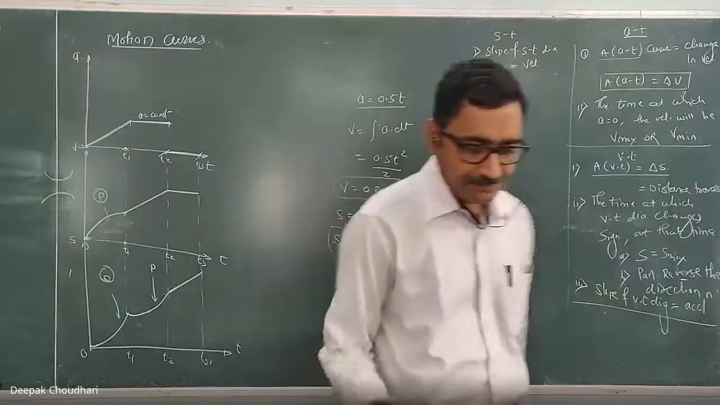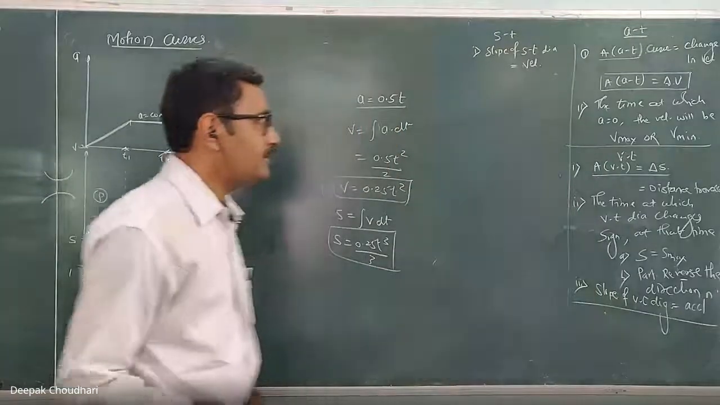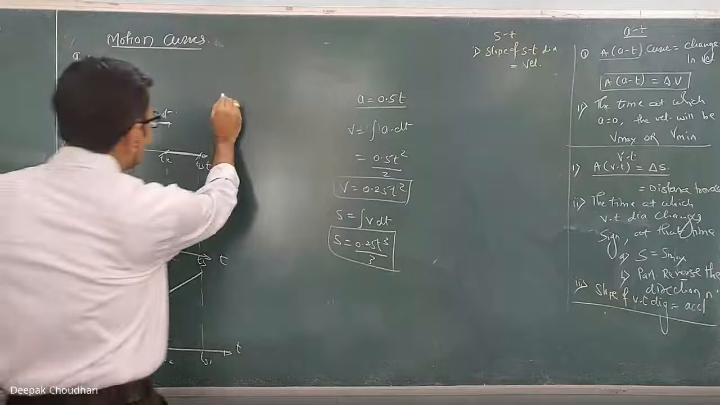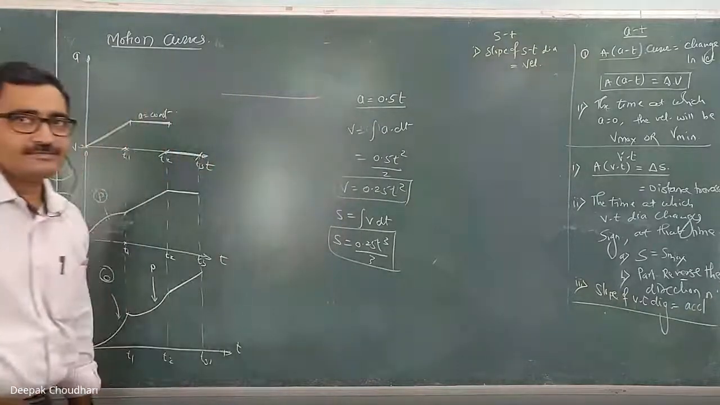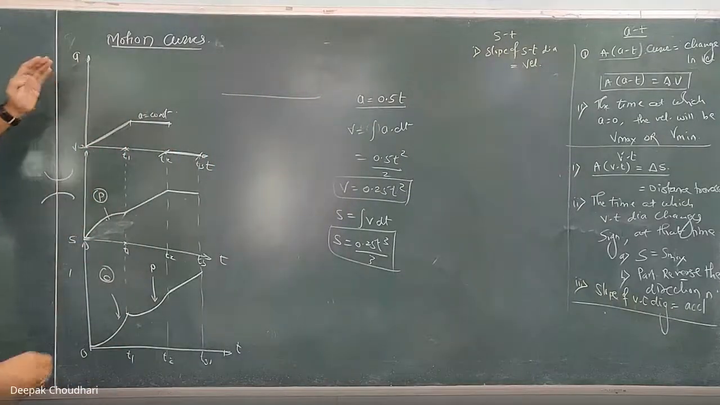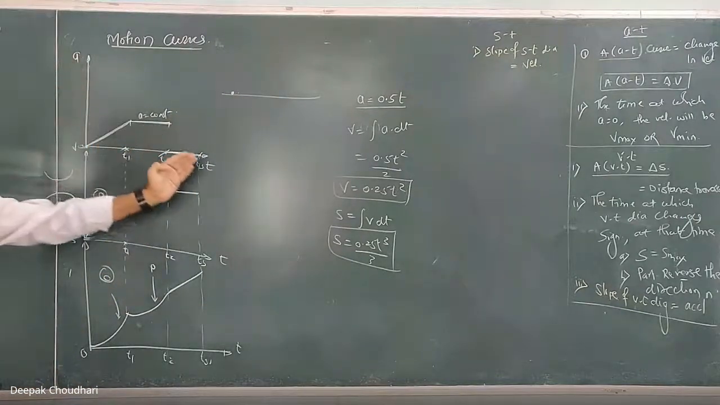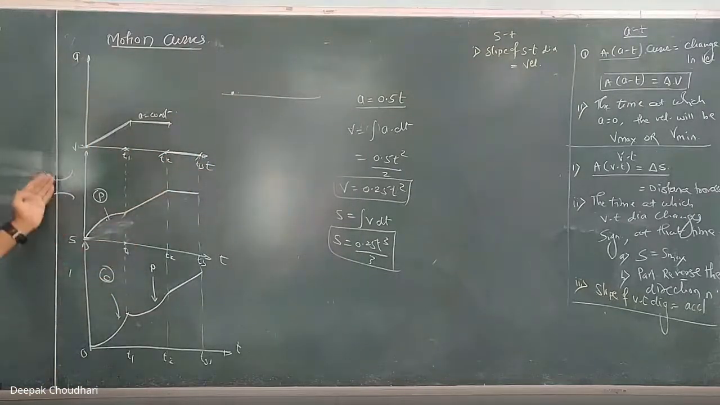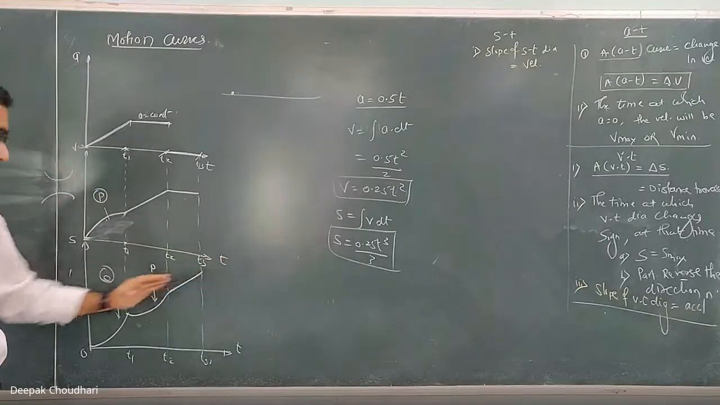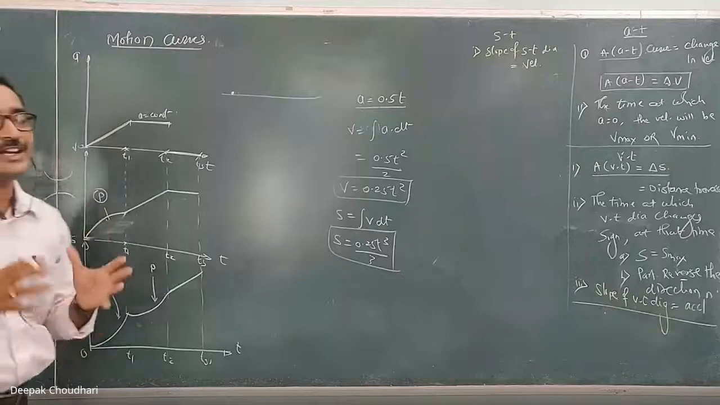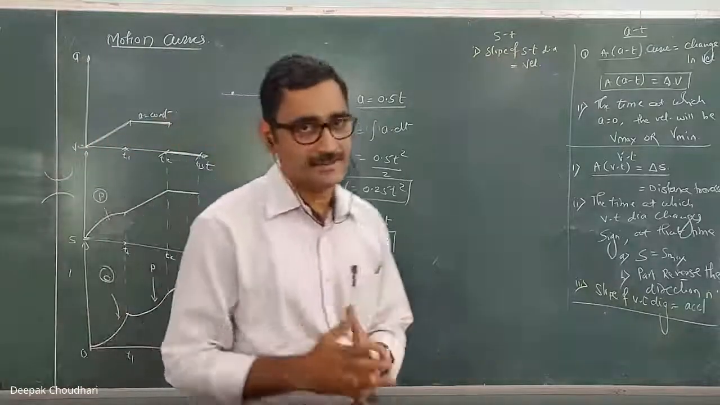Good morning. In the last lecture, we started with the motion curve. What is the motion curve? When a particle is moving along a straight line, and the acceleration of that particle is plotted against time, velocity is plotted against time, and displacement is plotted against time, the graphs obtained are known as the motion curves.